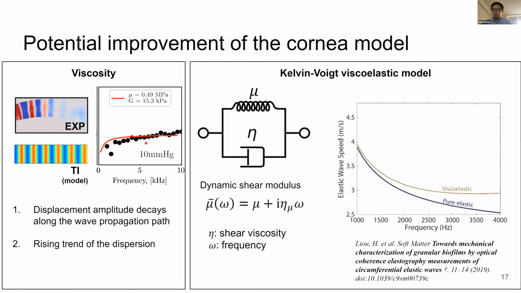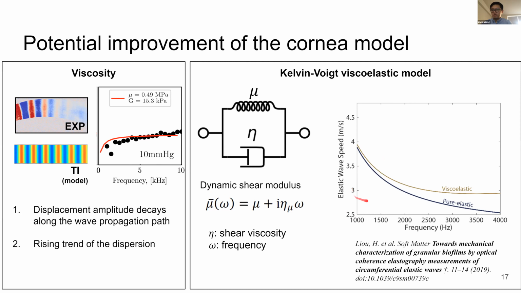So we are going to apply a viscoelastic model to our present model by introducing a dynamic shear modulus. You see the dynamic shear modulus is now frequency dependent and is proportional to the frequency. That means the amplitude of this shear modulus will increase with the increase of the frequency.